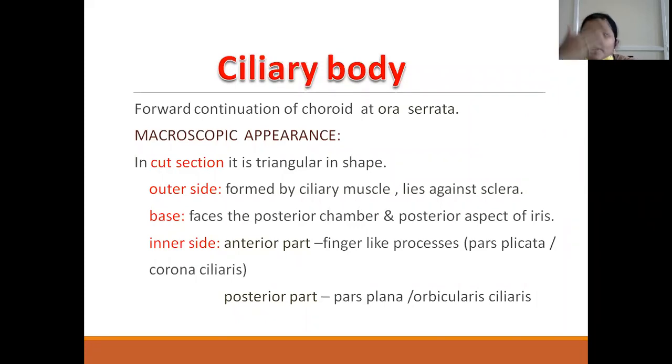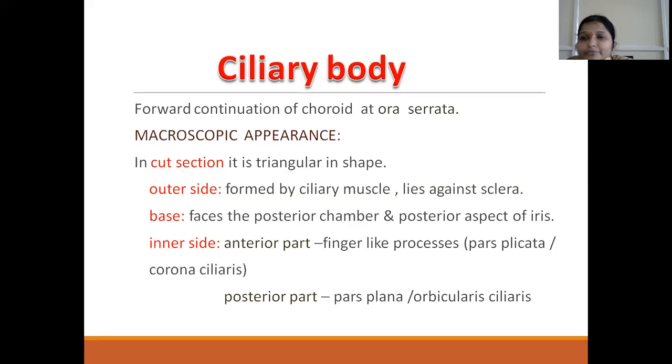Macroscopically, when we have a cut section, it is triangular in appearance, where the outer side is formed by the ciliary muscle, which lies against the sclera, and the base is formed by the posterior chamber and the posterior aspect of the iris. So what is the posterior chamber? The space between the posterior part of the iris and the lens is called the posterior chamber. So the base is formed by the posterior chamber and the posterior aspect of the iris.